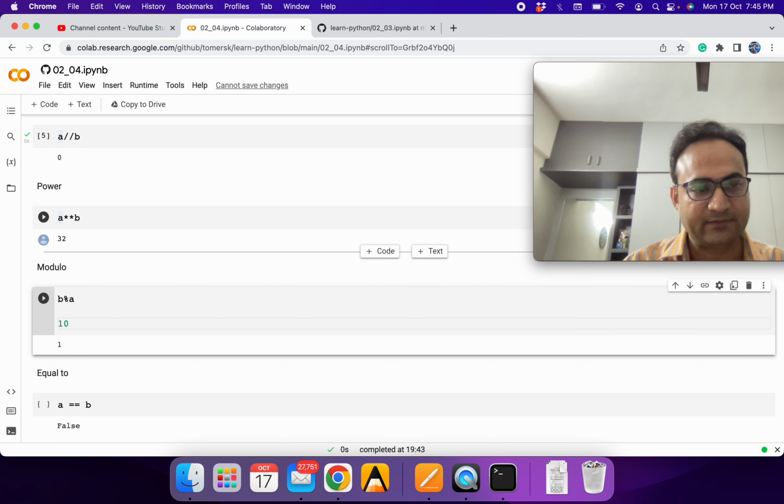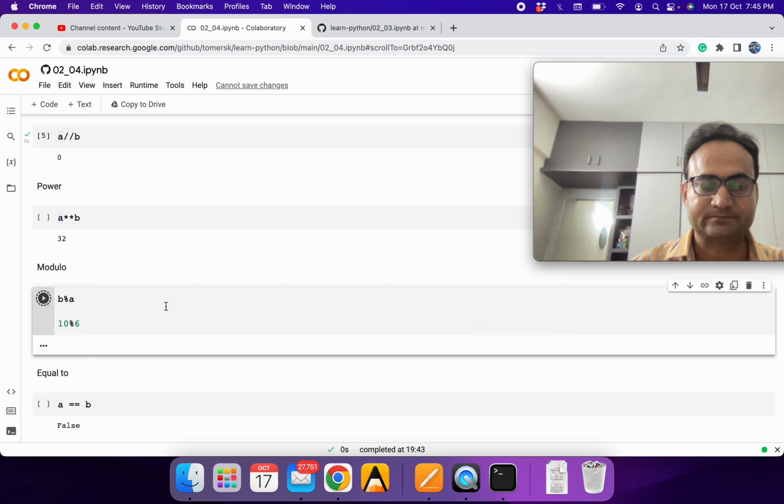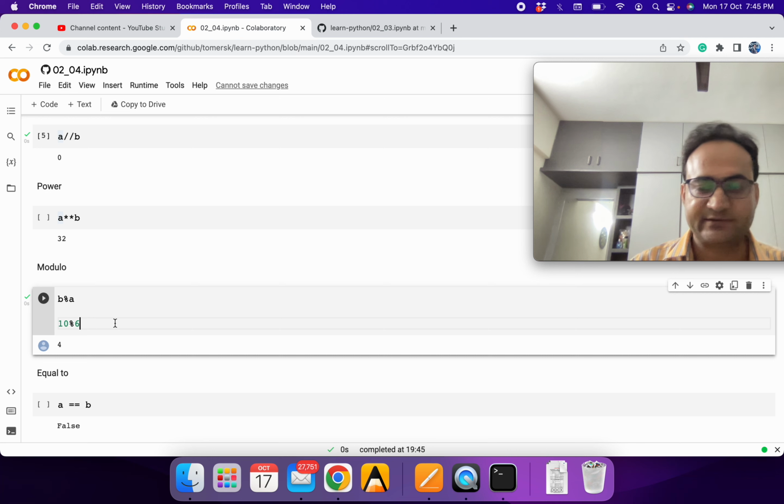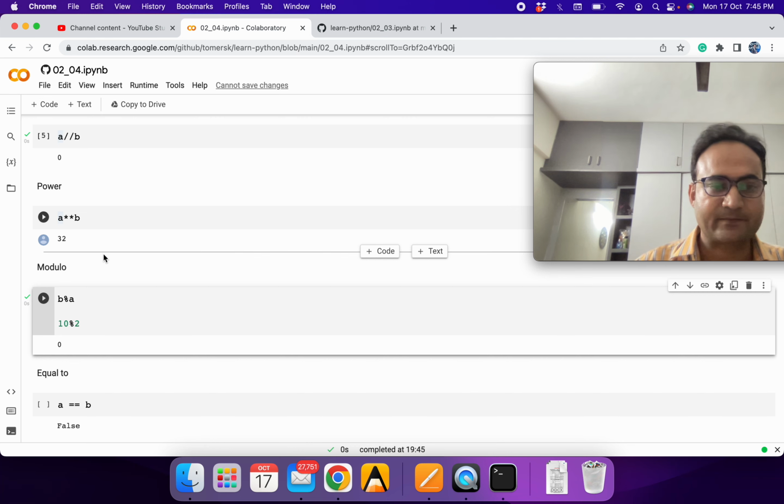Let's say we take 10 modulo 6. So what do you expect? 4. So if we take, let's say, 2, we of course have to expect 0. So you can just test it. The remainder function we also need many times.